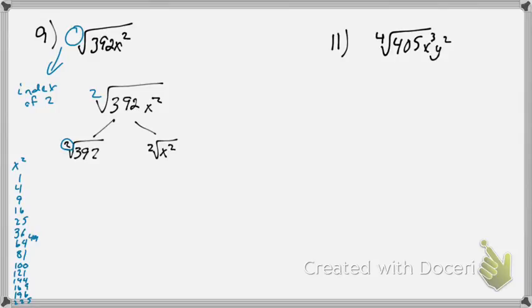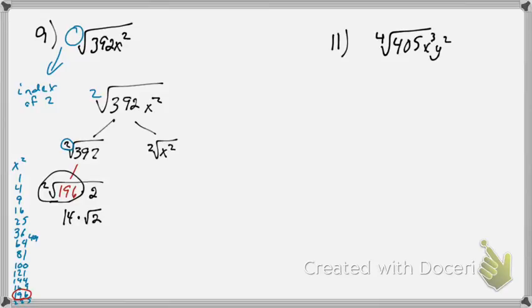Now when I go to work this one out and I start checking, I'm always going to be looking for the largest number. So I'm actually going to start down here at the bottom. I know 392 does not divide by 225, but it does divide by 196. And so we're going to change this to 196 times 2. 196 times 2 gives us 392. Now when we square root that, the square root of 196 would leave us with 14, and then we've got the square root of 2.